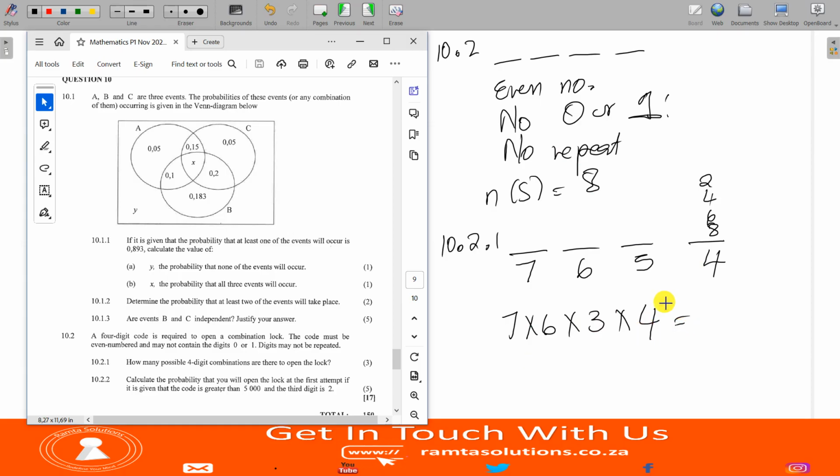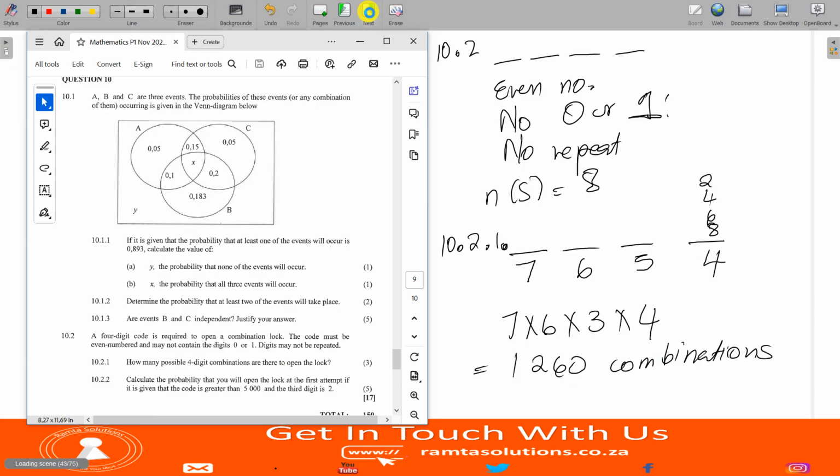So what is this? 7 times 6 times 5 times 4 is 840. My mistake, it is 1,260 combinations. This is how you remember: it must end with an even number. So it can either be 0, 2, 4, 6, 8, but 0 is out. And remember, the reason we're doing this is because they don't repeat. Perfect.